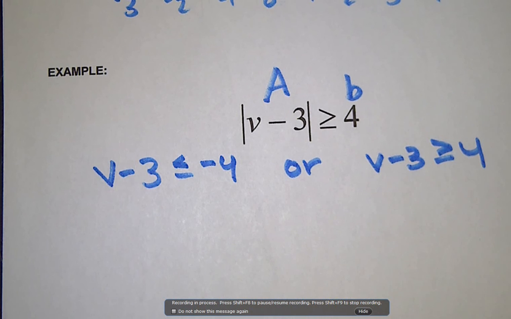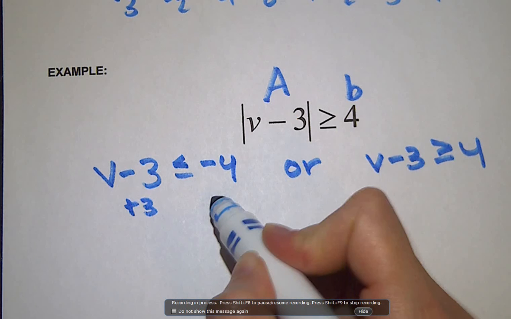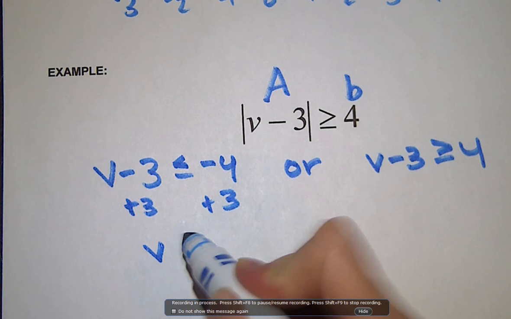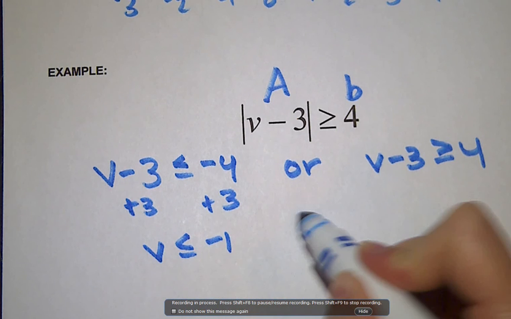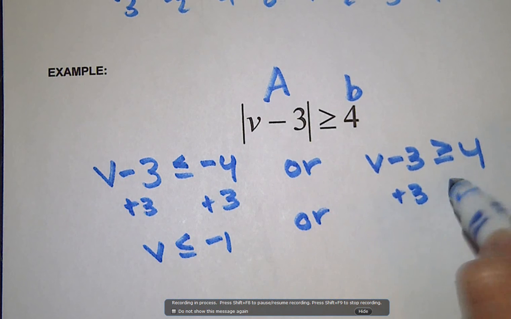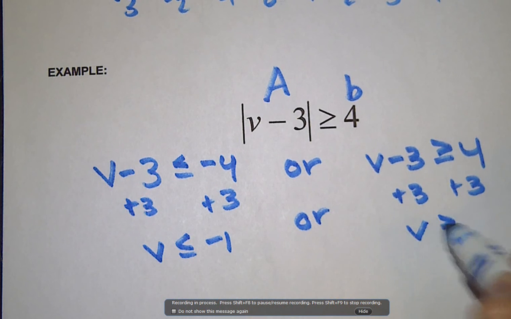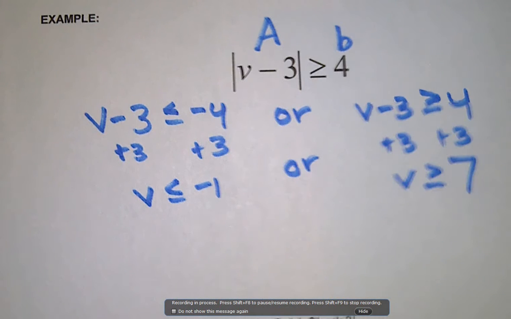So here I'm going to add 3 to both sides, and you should have b is less than or equal to negative 1. Over here, you add 3, you get b is greater than or equal to 7. And this is an or, so we don't squish them together like we did with the and.